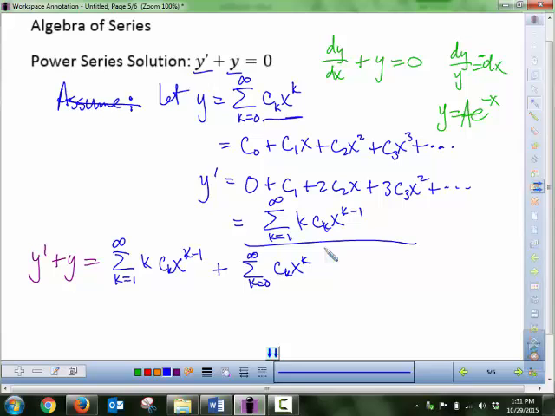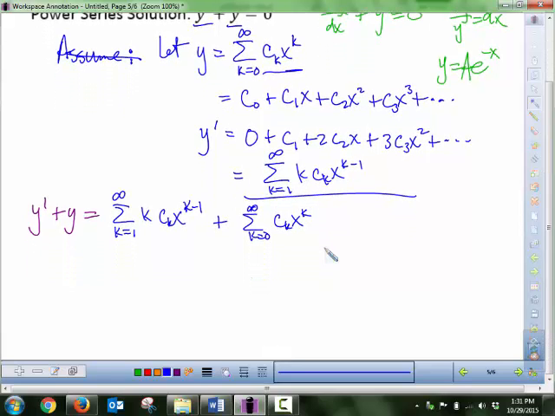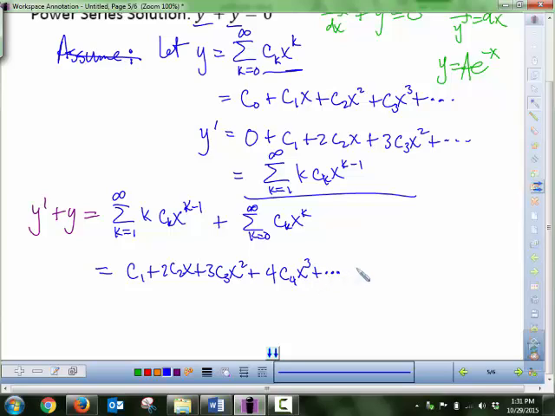Now again, it's a little bit easier to work on this if we spread it all out, because what we're going to want to do is match the powers around. So let me write down the expanded form for y prime, which is c sub 1 plus 2 c sub 2 x plus 3 c sub 3 x squared plus, I'm going to go one more, 4 c sub 4 x to the third. So that's y prime, and y is c sub 0 plus c sub 1 x plus c sub 2 x squared plus c sub 3 x cubed, and then I'm good with that.